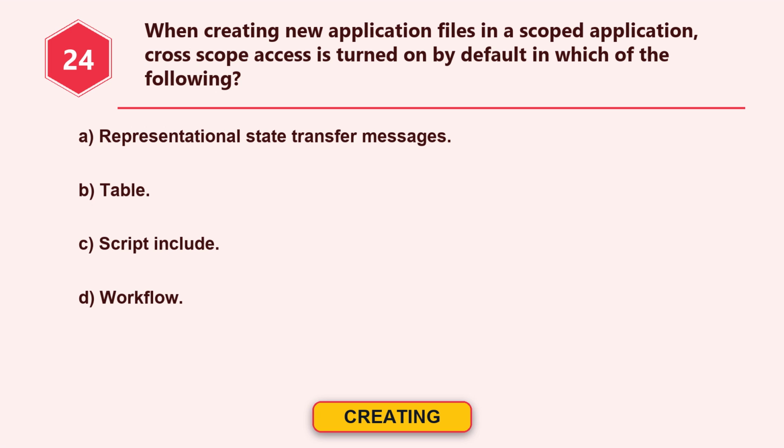Question 24. When creating new application files in a scoped application, cross-scope access is turned on by default in which of the following? Option A. Representational state transfer messages. Option B. Table. Option C. Script include. Option D. Workflow.